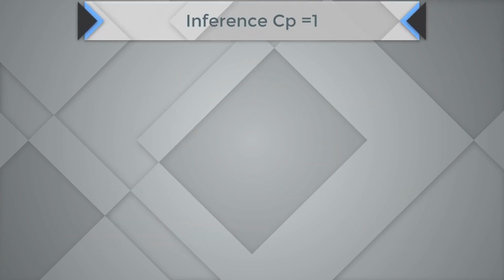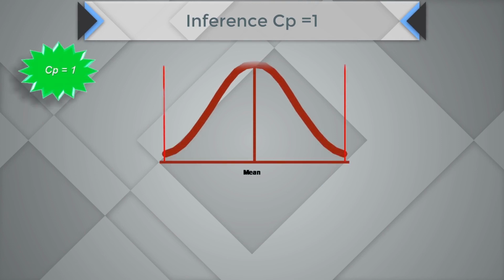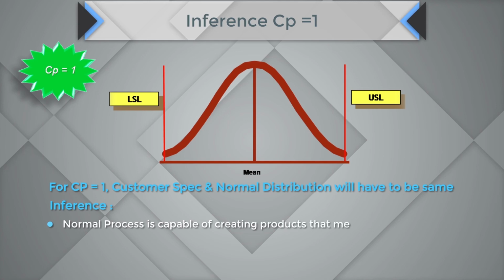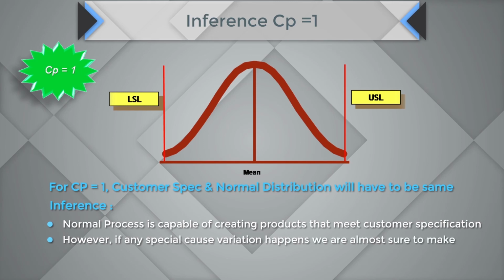There are 3 possibilities. Cp can assume a value of 1. When Cp equals 1, it essentially means that the USL LSL and the normal distribution have to be absolutely the same. In such a condition, you are essentially saying that the normal process is capable of creating products which meet customer specification 99.74% of the time. However, if any special variation happens in the process, we are almost sure to make defects.